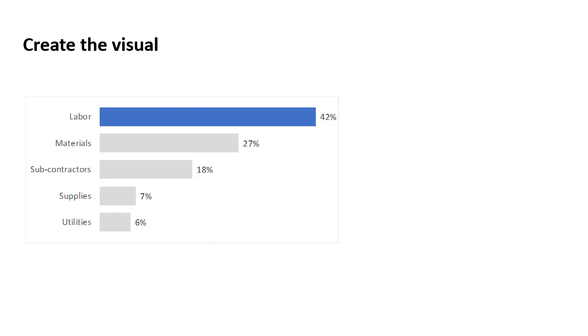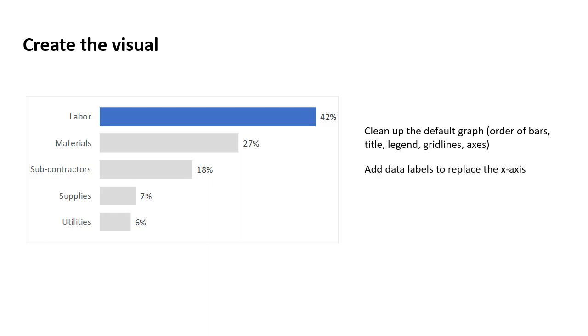So in this graph, a few things that I want to note here. First of all, you need to clean up the default graphs. The default graph has some settings that don't really work for our purposes here. I want to make sure that the order of the bars is largest to smallest, so you have to reverse that. There's a checkbox that does that. We can clean up things like getting rid of the title, the legend, the grid lines, clean up the axes, those sorts of things. It removes those things that are distracting for the audience.